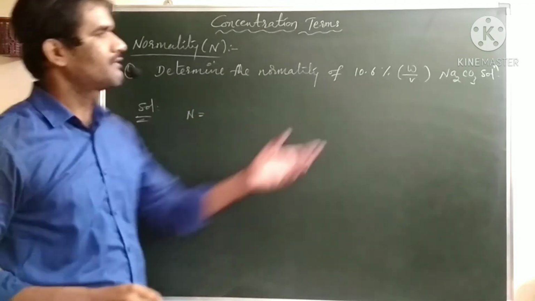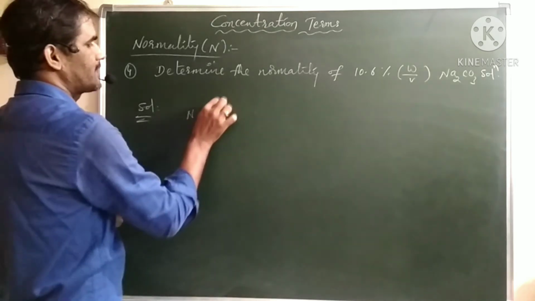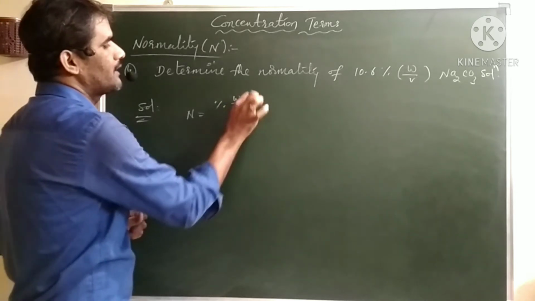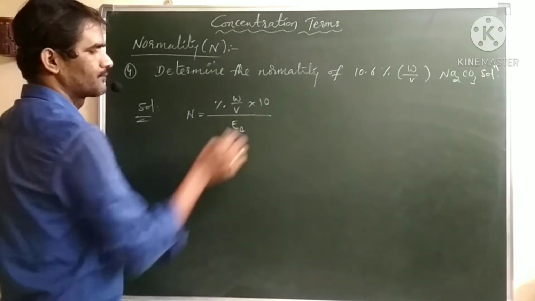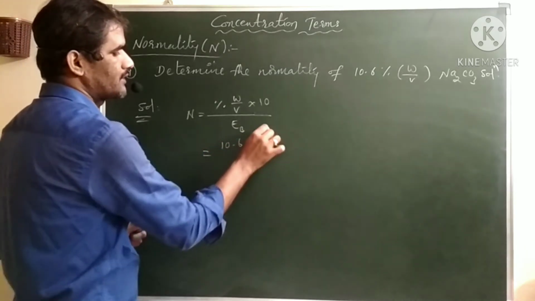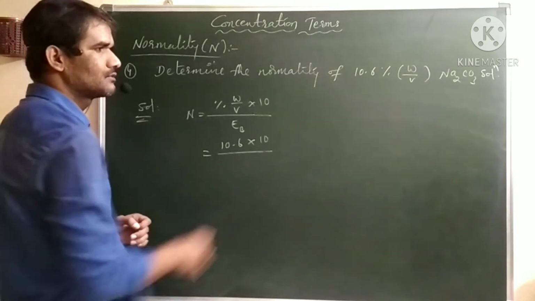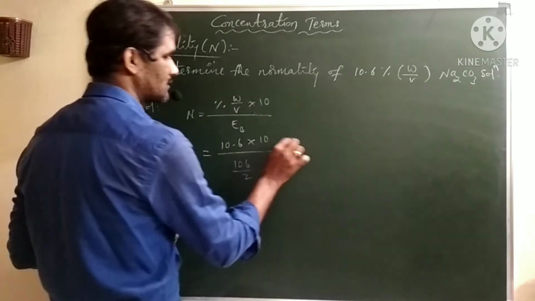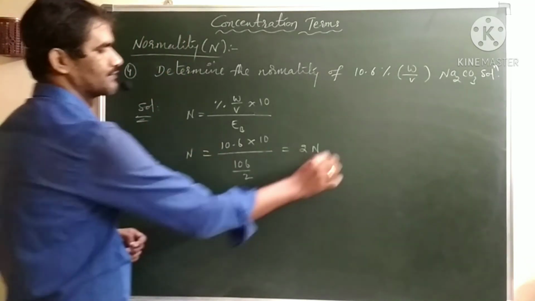Again normality. Here they have given weight by volume. We require normality. We have an interrelation between normality and percentage by mass volume. That is, percentage mass by volume into 10 by equivalent weight of the solute. Here it is given directly: 10.6 into 10 by equivalent weight of sodium carbonate. The equivalent weight is molecular weight by 2, 106 by 2, and that will give 2 as the normality of this resultant solution. It is 2 normal.